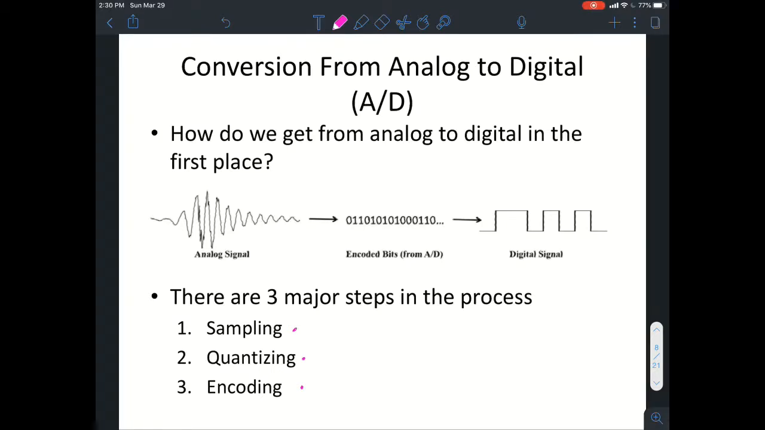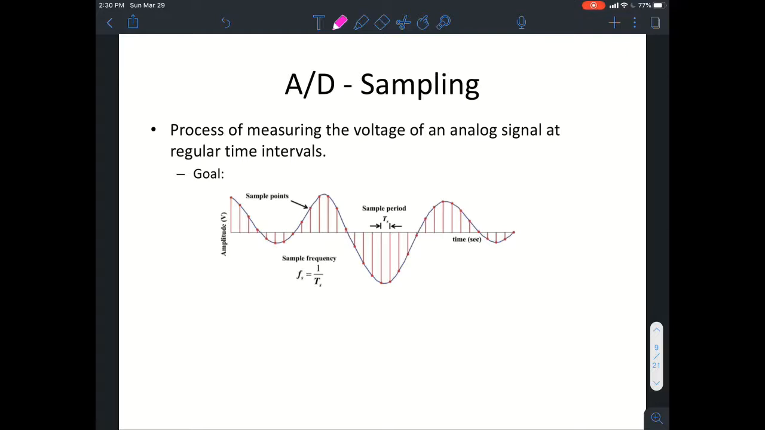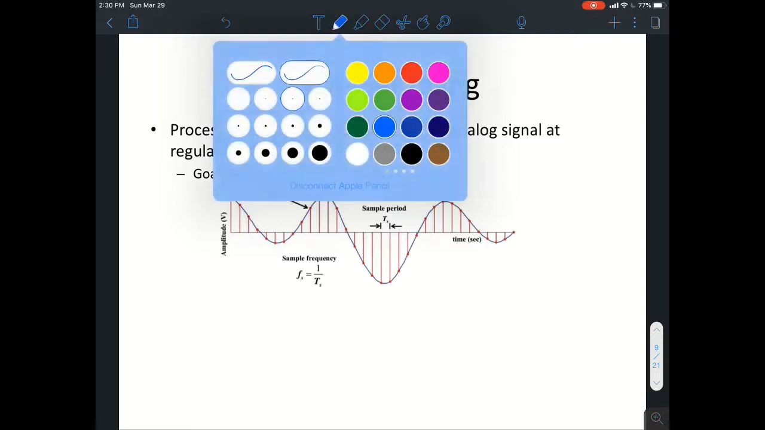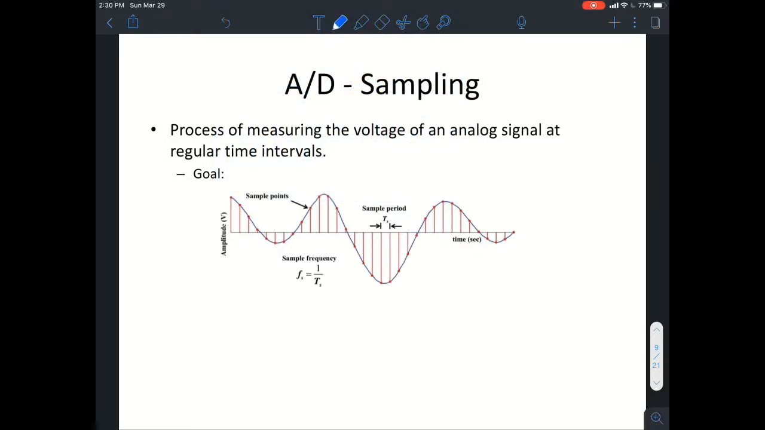All right, so welcome back, and let's move on. So we're talking about the analog to digital conversion, the sampling portion. This is the process of measuring the voltage of an analog signal at regular time intervals in order to recreate it later on. So our goal here, and this is one of the things I want you to pay attention to throughout the rest of this, is to get an accurate representation of the signal.